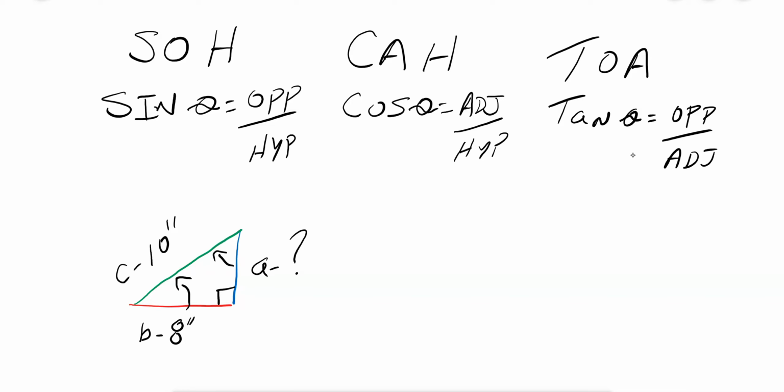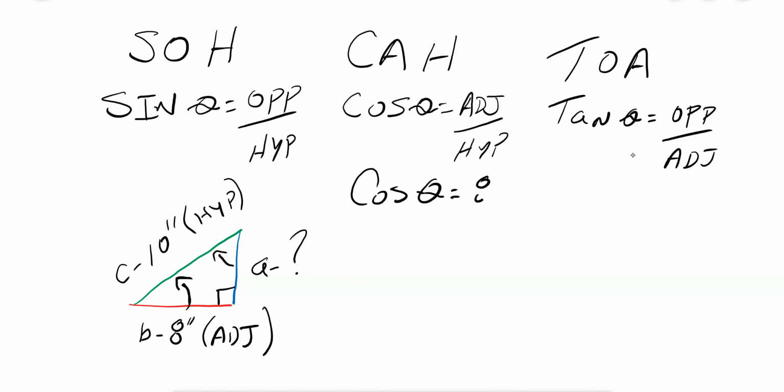So what trig function will we use? Well, we have a hypotenuse. We're looking for this angle here. We have the side adjacent. So we have an adjacent and we have a hypotenuse. So we're going to use our cosine equals adjacent over hypotenuse. Cosine of our angle theta equals our adjacent 8 divided by 10.